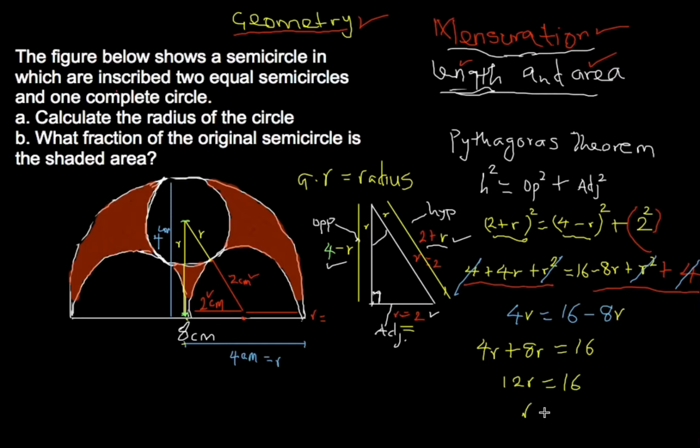Then r is equal to 16 over 12. I'm dividing both sides by 12 now. So I have that r is equal to 4 over 3. So my r, which is the radius that I'm looking for, is 4 over 3 centimeter, or 1 1/3 centimeter. That's the answer for number A.